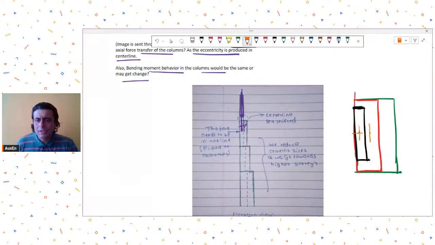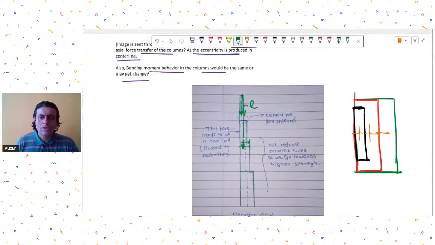So now you can see that the column center lines are sort of shifting, and the question being asked is that due to axial load, or let's say the action of axial load, it will now be at a certain eccentricity. So how to consider that effect?